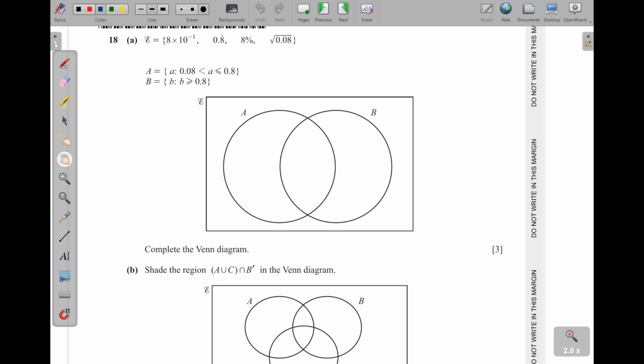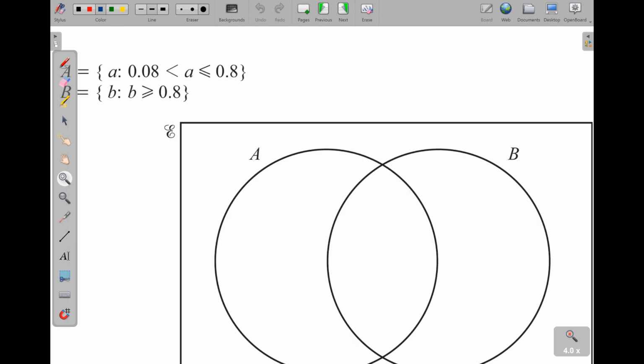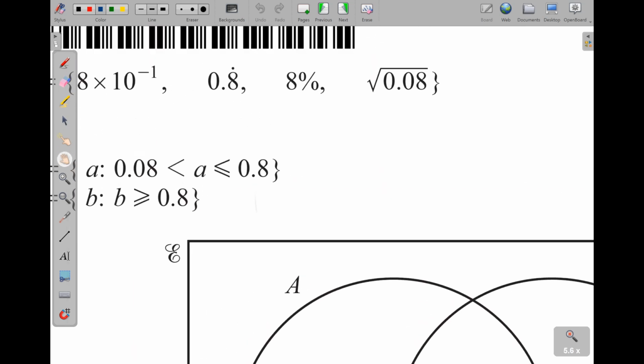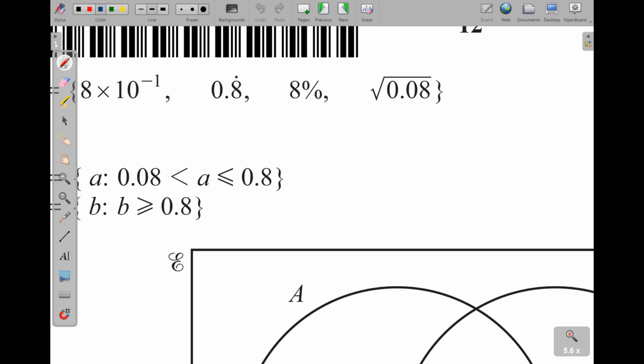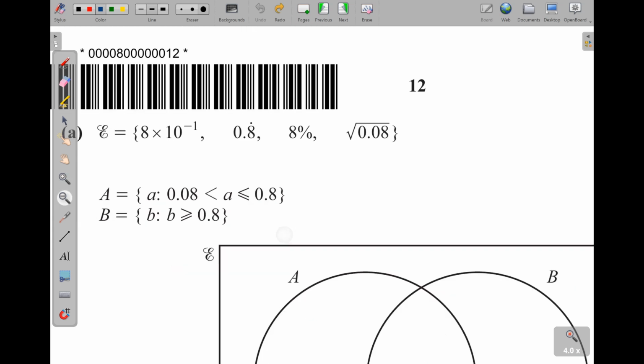Question 18, part A, we are given the universal set that has the numbers 8 times 10 to the power negative 1, then we have 0.8 recurring. I want you to see this 8 here has a dot on it. You see? It has a dot on it. So it is a recurring number, and that is the same as 8 over 9.